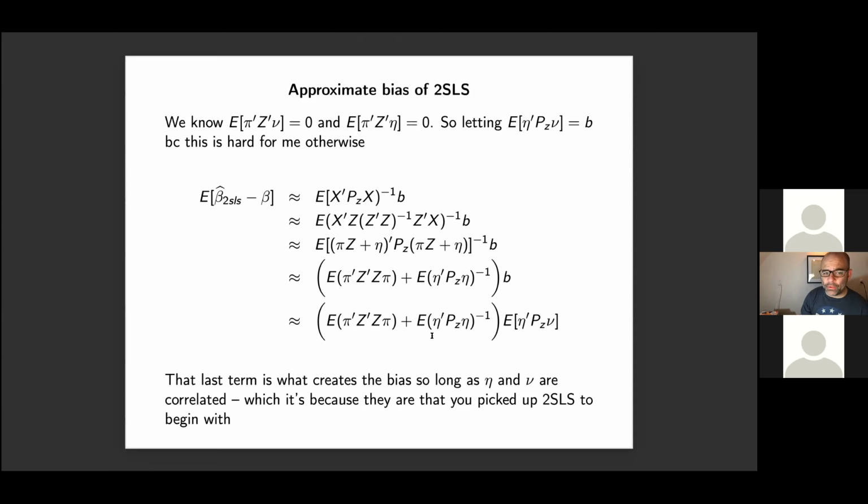Now let's think about what we know. We know this is 0. This is 0 because remember, V is the causal error. Eta is the first stage error. All right, so Z and V are independent, by exclusion. So that means this is implied by exclusion.